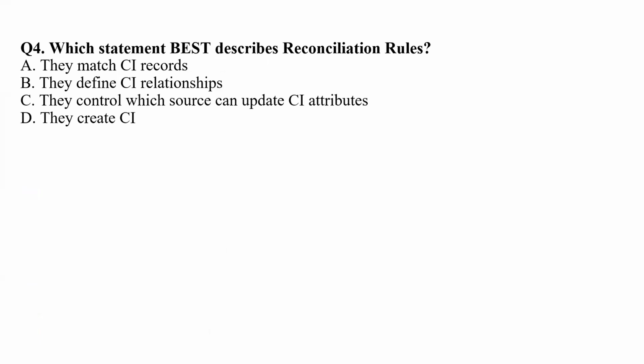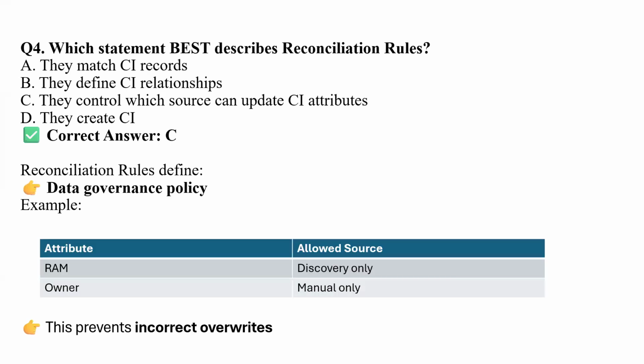Next one. Which statement best describes reconciliation rules? Option A, they match CI records. Option B, they define CI relationships. Option C, they control which source can update CI attributes. And option D, they create CI. The correct answer is they control which source can update CI attributes.